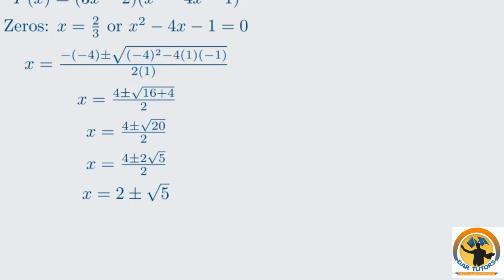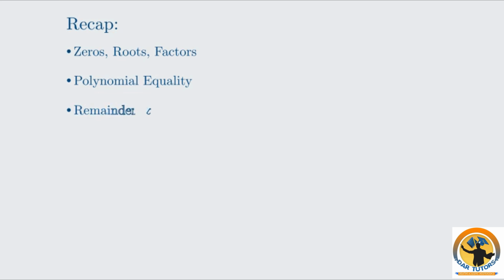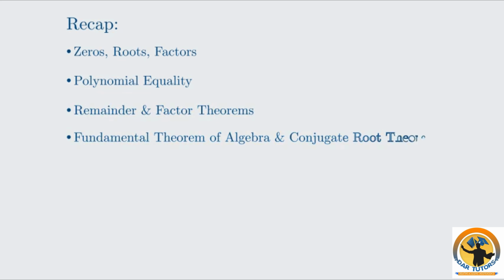We've covered a lot of ground today. Let's quickly recap the key ideas. We started by defining zeros, roots, and factors, understanding their interconnectedness. We then learned how to use polynomial equality to find unknown coefficients. The remainder and factor theorems provided powerful shortcuts for division and factorization. The fundamental theorem of algebra and the conjugate root theorem gave us a framework for understanding the number and nature of zeros. We also saw how to use the sum and product of roots theorem.